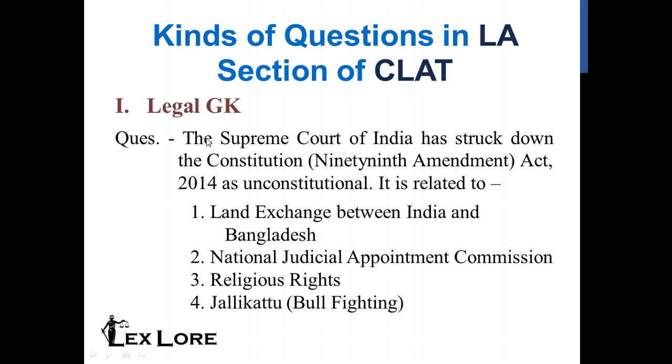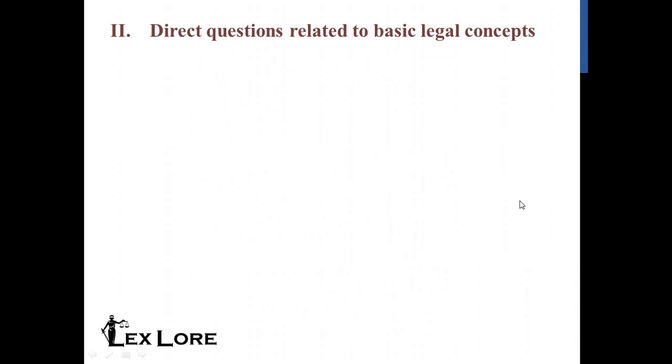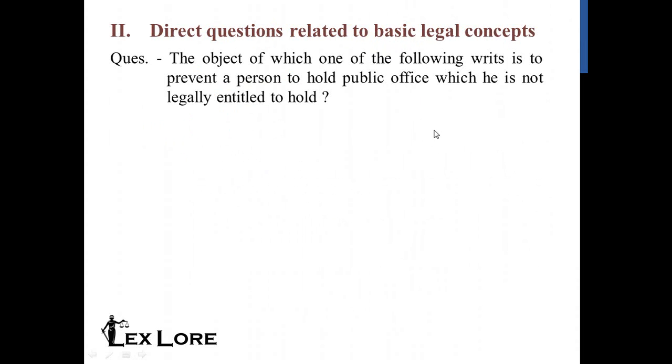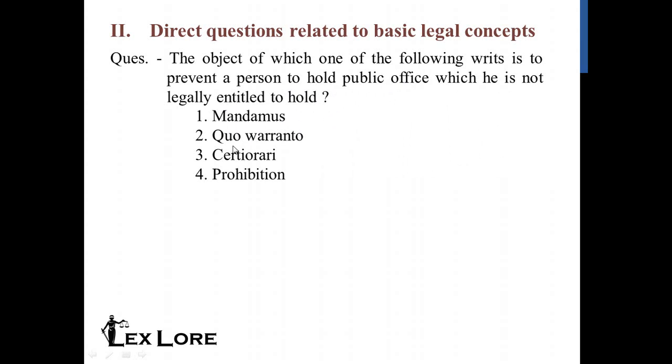So this is only one question related to legal GK, which is a kind of question asked in the legal aptitude section. The second is direct questions related to basic legal concepts. It is important to note here: not legal concepts in full, but basic. One question from the CLAT 2016 exam: the object of which one of the following writs is to prevent a person from holding public office which he is not legally entitled to hold. The options are mandamus, quo warranto, certiorari, and prohibition.